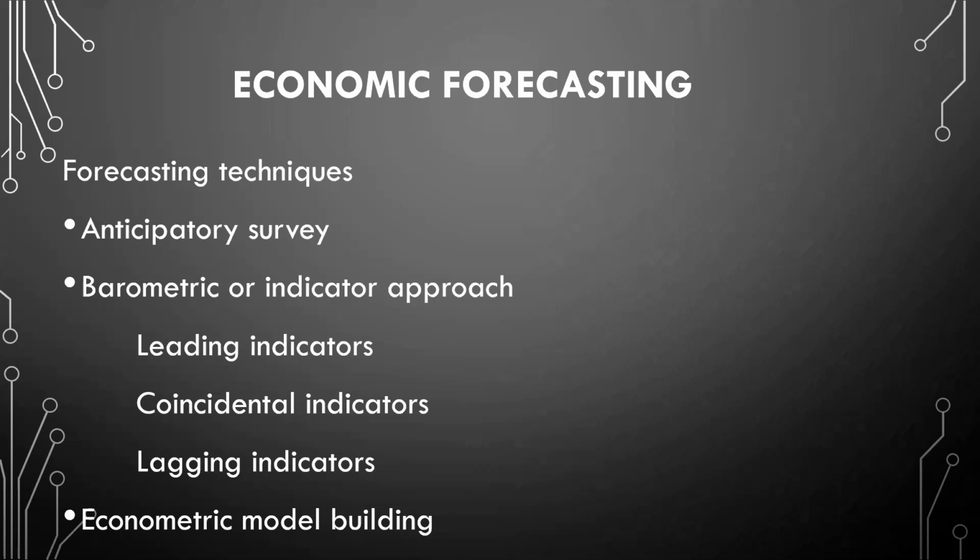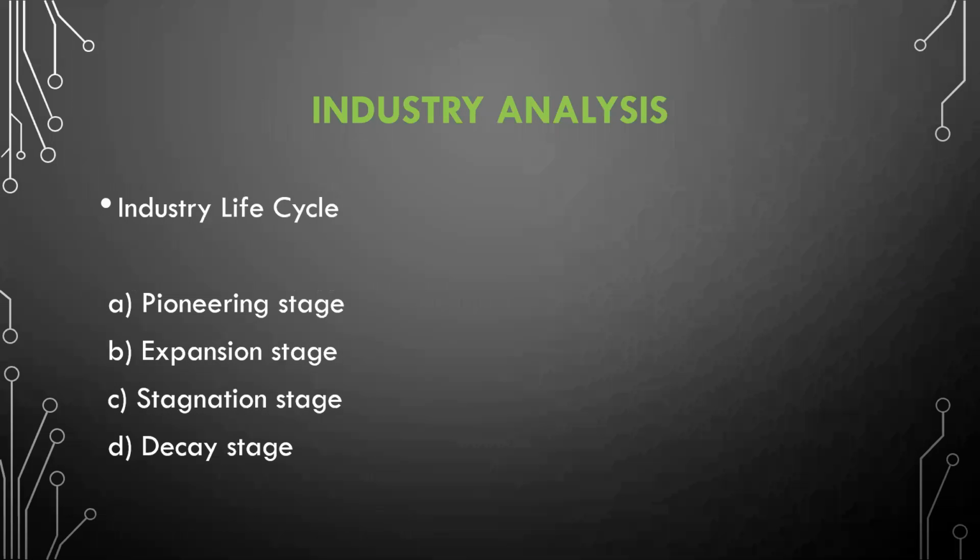The second stage is industry analysis. The firms which produce similar kinds of products are grouped under one particular industry. So industry analysis takes into consideration the factors which affect the industry as a whole. That is, the firms which produce similar products are grouped under one industry, for example, the pharmaceutical industry, textile industry, cement industry, steel industry, etc. And we'll study the factors which affect a particular industry as a whole.